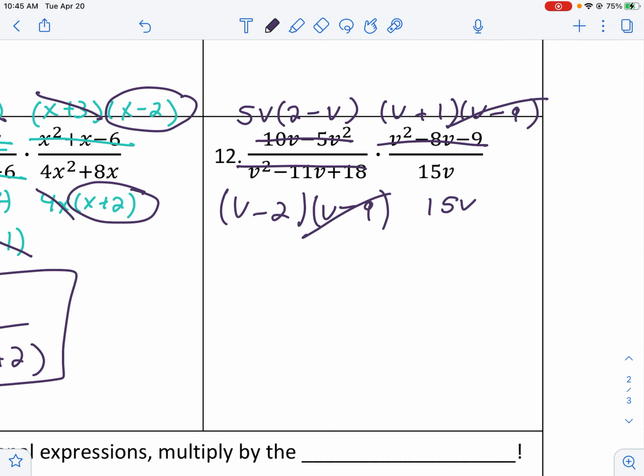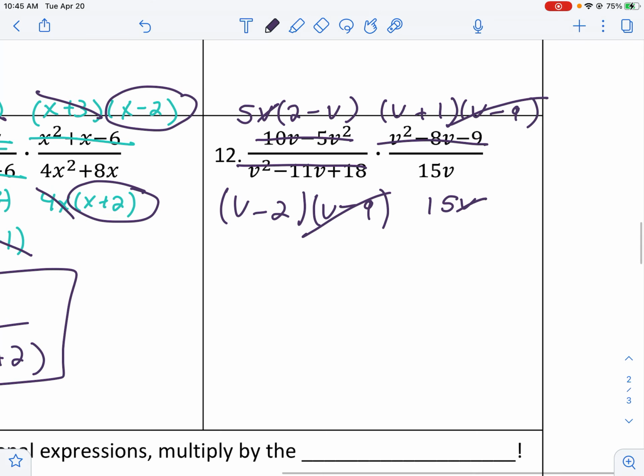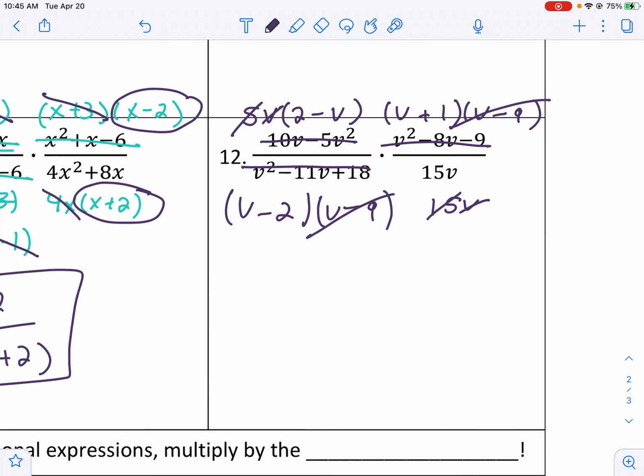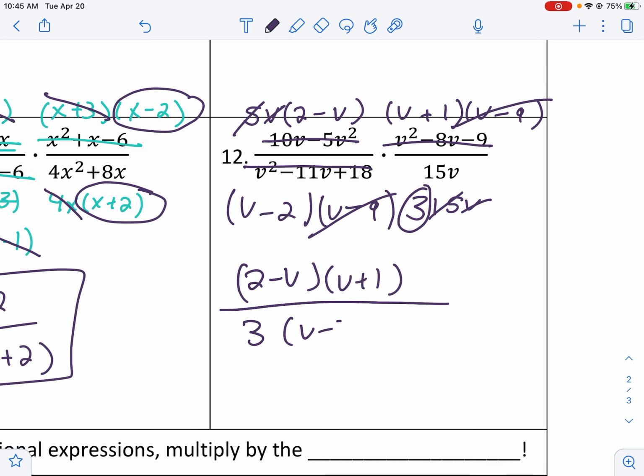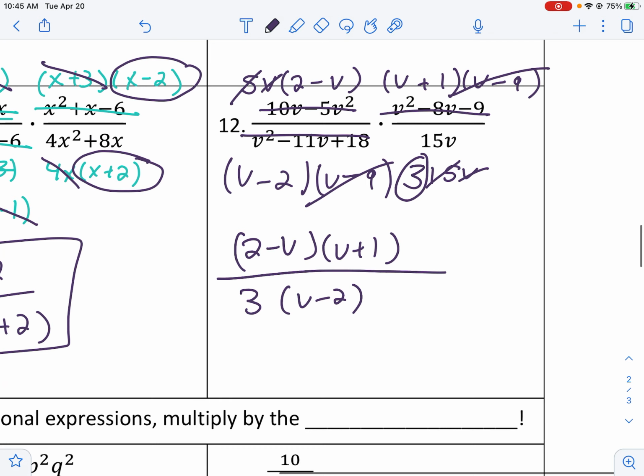That's all I want to cancel right now. Actually, this v and this v would also cancel. 5 and 15 makes 3 in the bottom right there. So we have 2 minus v, v plus 1, over, there's this 3 here, so that's 3v minus 2.